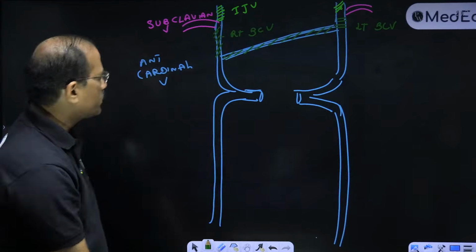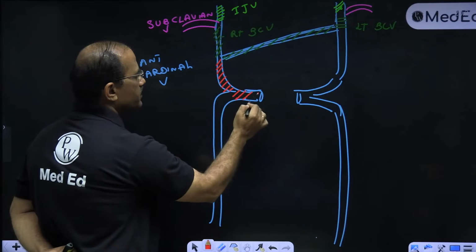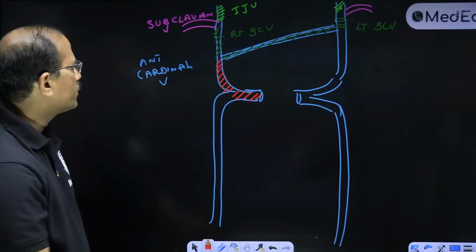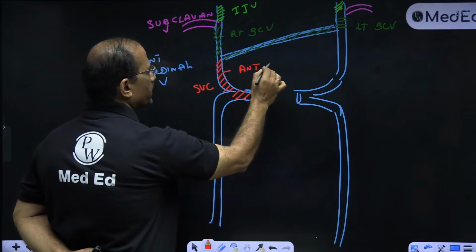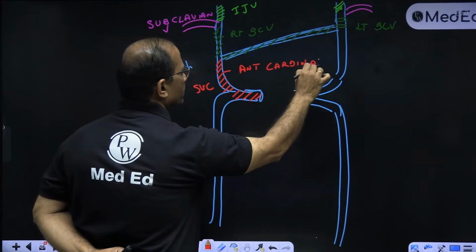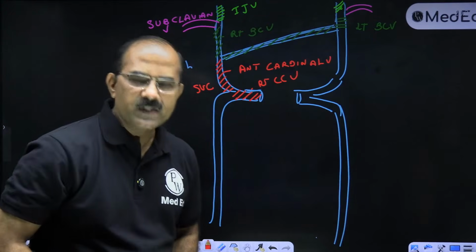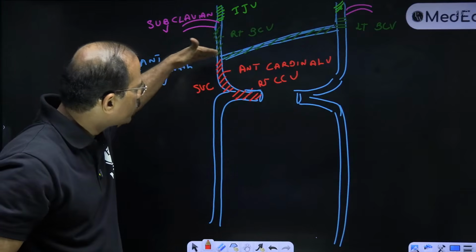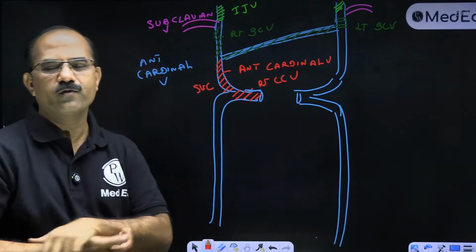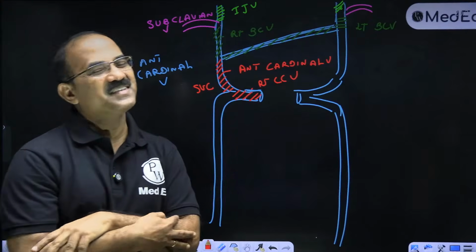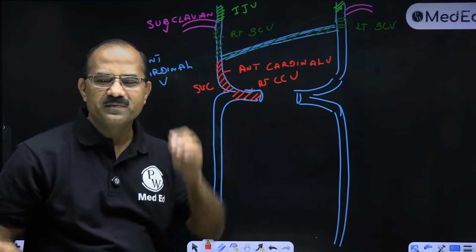Fine. अब बोलो बच्चों, what is this going to form? ये क्या बनेगा? This and this. This is going to form the SVC. SVC is derived from the right anterior cardinal vein and the right common cardinal vein. So SVC is derived from the right anterior cardinal vein below the anastomosis and the right common cardinal vein. Fine. बस ये याद रखना. This is very important. ये बहुत easy है. Clear?